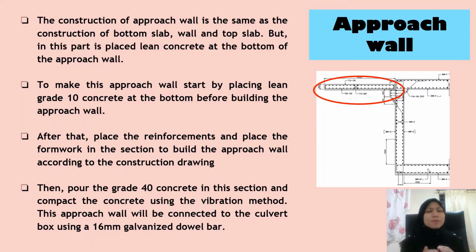But in this part, place link concrete at the bottom of the approach wall. To make this approach wall, start by placing link concrete grade 10 at the bottom before building the approach wall. After that, place the reinforcement and place the formwork in the section to build the approach wall according to the construction drawing. Then, pour the grade 40 concrete in this section and compact the concrete using the vibration method. This approach wall will be connected to the culvert using a 16 mm galvanized dowel bar.